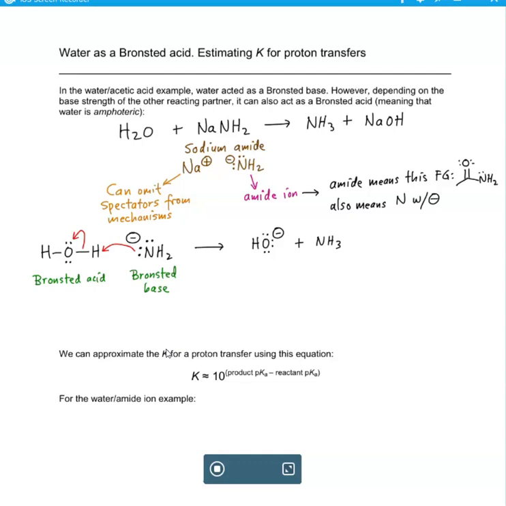So let's label our conjugates. Water is the Bronsted acid. Its conjugate base is the hydroxide ion. Amide ion is the Bronsted base that we started with. Its conjugate acid is ammonia.